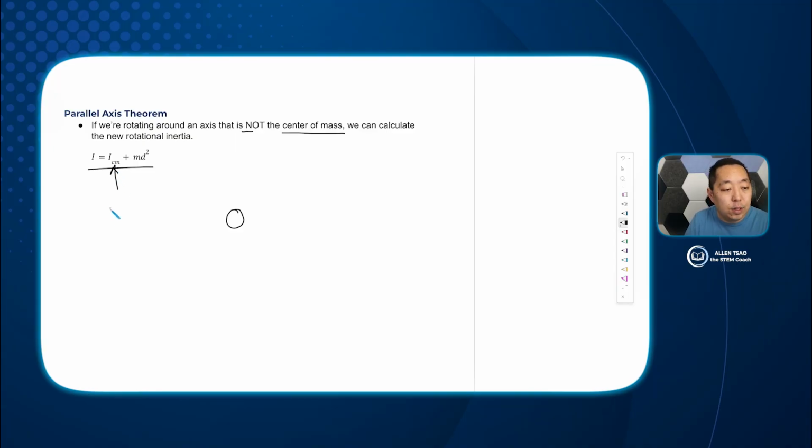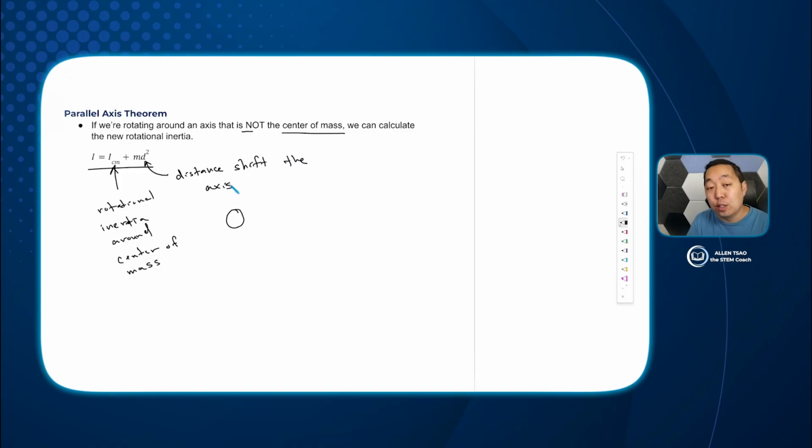So I_CM is the rotational inertia around the center of mass. That means if you somehow know this value already, like I know the rotational inertia going around the center of mass of the system, but then I shift to a different axis, then you add in an md² term, and d is the distance that you shift the axis. It's how far the new axis of rotation is compared to the center of mass.